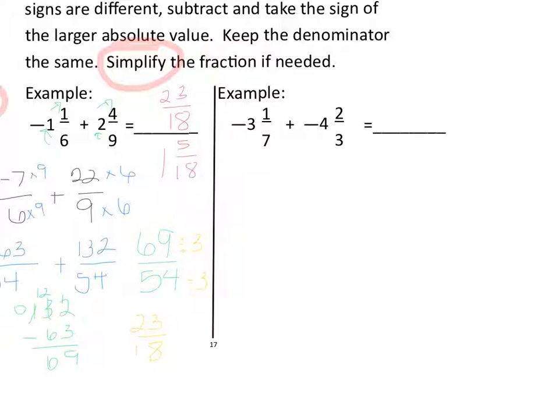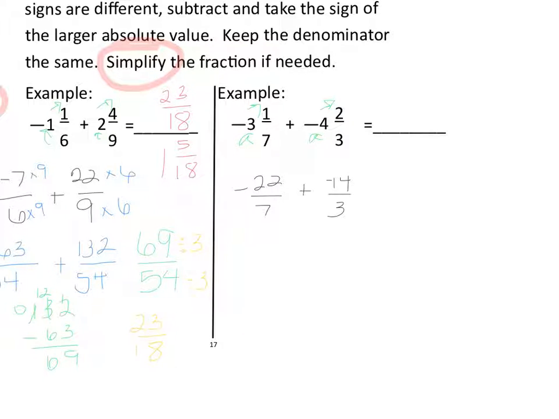Taking a look at the second example, we have -3 1/7 plus -4 2/3. So we make them improper, and we get -7 times 3 is 21 plus 1 is 22 over 7. Again, go through and make it improper like you normally would. 7 times 3 is 21, 21 plus 1 is 22. And then put the negative with the numerator. Plus 3 times 4 is 12, plus 2 is 14. So we have -14 over 3.